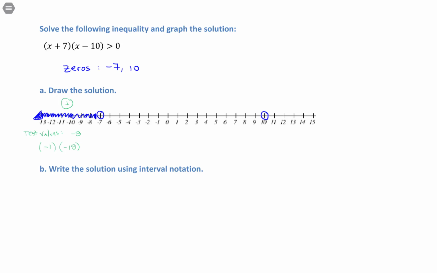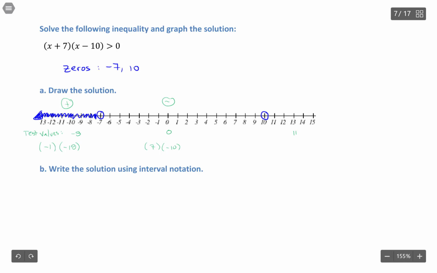Next, the test value within -7 to 10 that's easiest to use would be 0. So plugging 0 into my polynomial, I would have 7 times -10, which is a negative value. So everything on this interval is negative. We're looking for positive answers, so we don't include this interval.